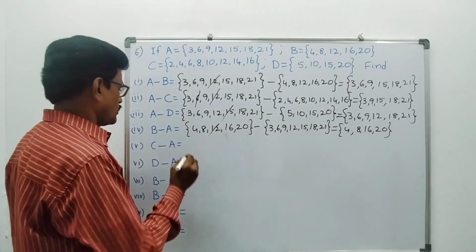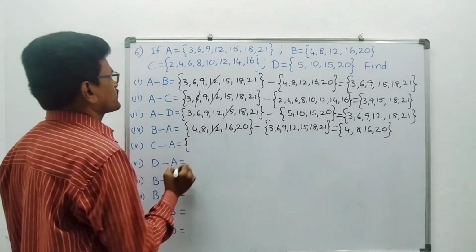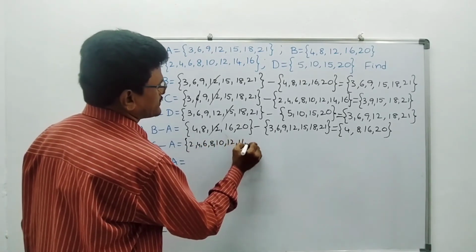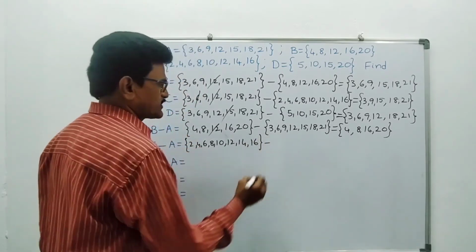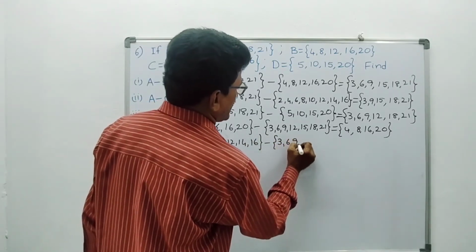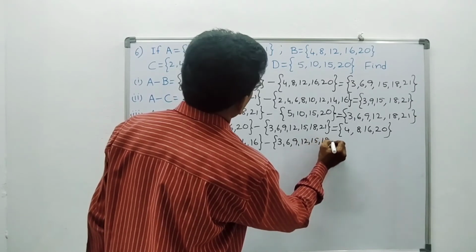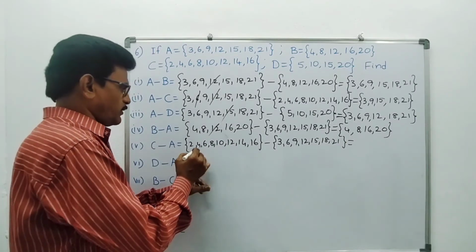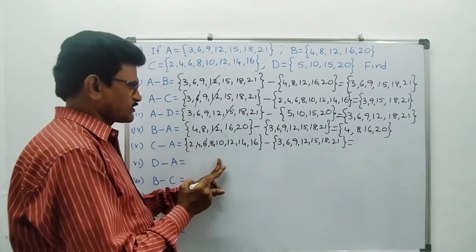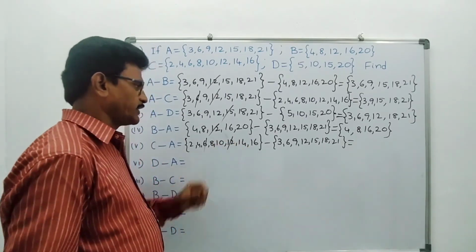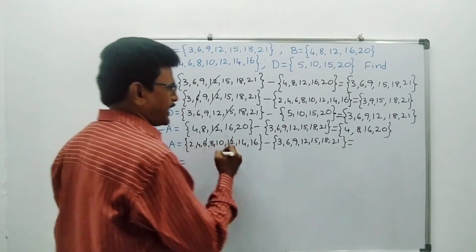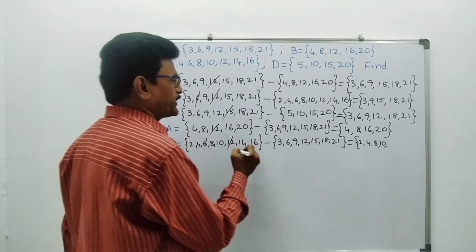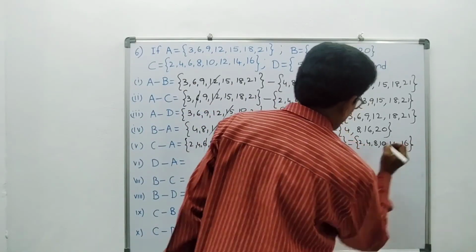Okay, now C minus A. What are the elements of C? 2, 4, 6, 8, 10, 12, 14, 16. Set C. Okay, now set A: 3, 6, 9, 12, 15, 18, 21. So common elements we have to cut. 6 is common. Next 12 is common. Okay, so now remaining elements: 2, 4, 8, 10, 14, 16. Like that. Okay.